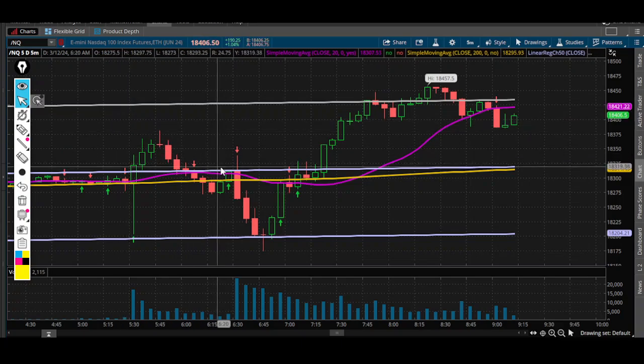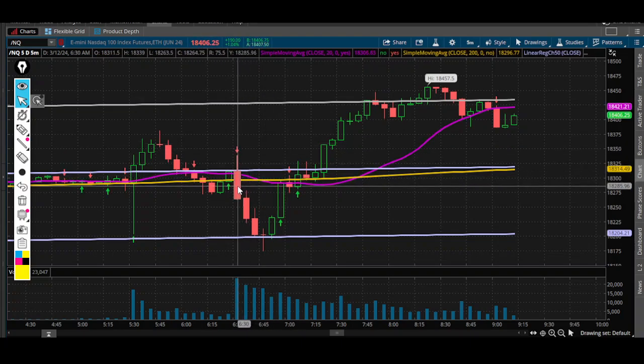In this particular situation, what I try to do is size down. So if I am looking at a 75-point range off the open, if I trade 1 micro, which is MNQ, I'm going to lose $150. If I trade 2, that's $300.